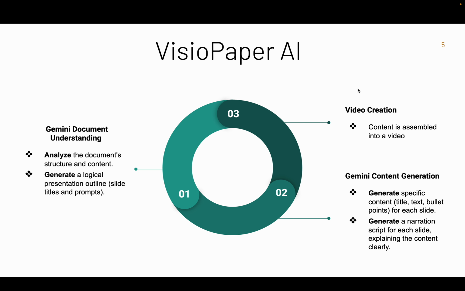And the last part we'll create a video. We will take the narration generated by Gemini in part 2. We will use the GCP text-to-speech API to make voice from the narration text, and then we will combine the presentation and the voice to make a video.